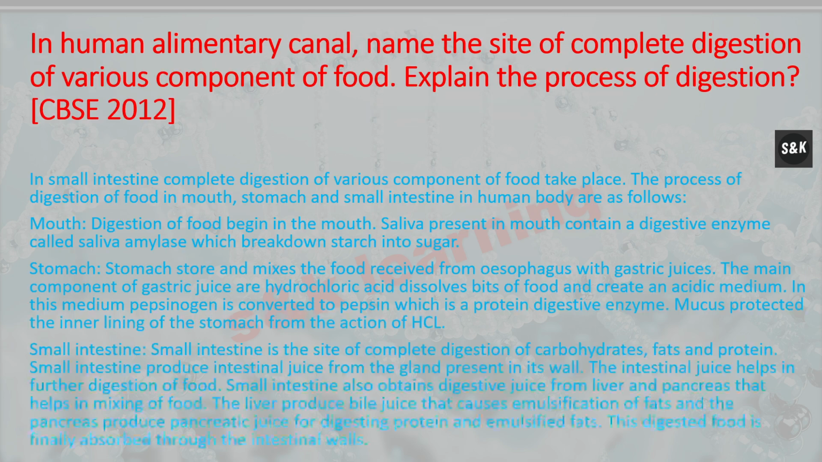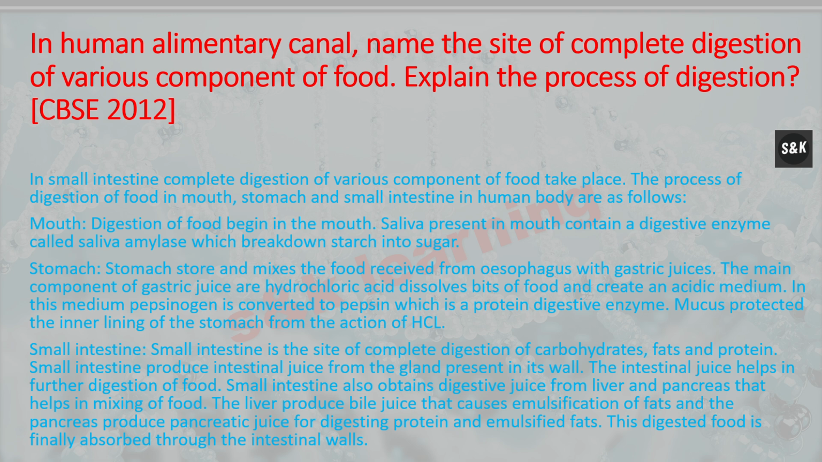Next. In the human alimentary canal, name the site of complete digestion of various components of food. Explain the process of digestion. In the small intestine, complete digestion of various components of food takes place. The process of digestion of food in the mouth, stomach, and small intestine in the human body is as follows. Mouth: digestion of food begins in the mouth. Saliva present in the mouth contains a digestive enzyme called salivary amylase, which breaks down starch into sugar.